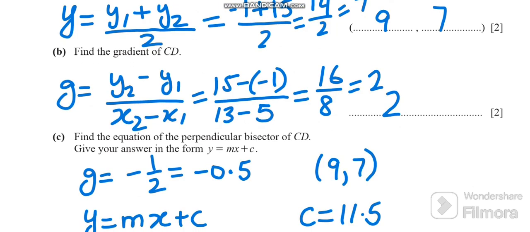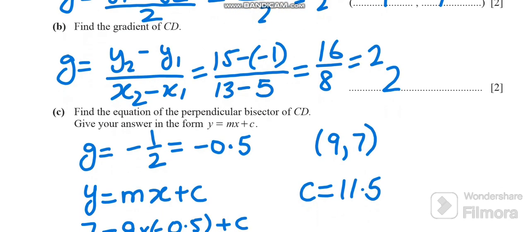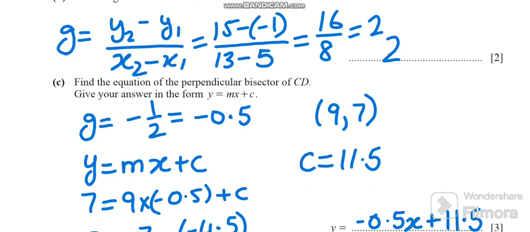Part C states find the equation of the perpendicular bisector. So first we have to calculate the gradient, because that's the first point of the question. The gradient will be calculated as minus 1 divided by the gradient of the original line, which is CD. So the answer of the gradient is minus 0.5.